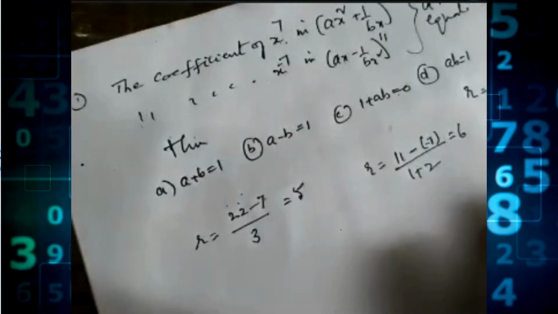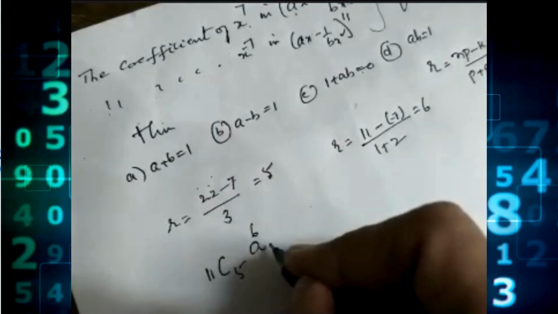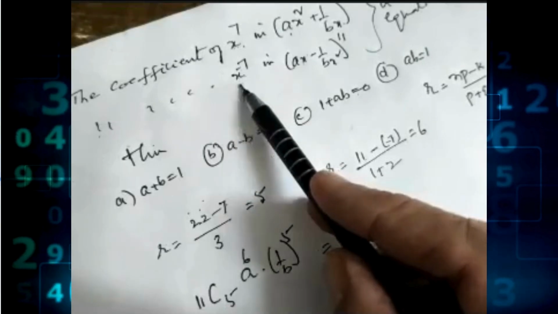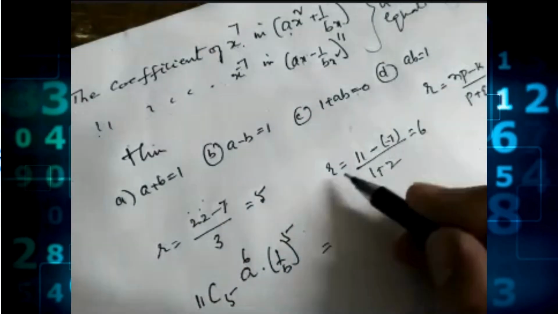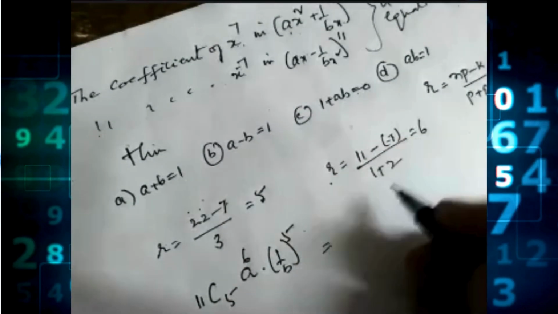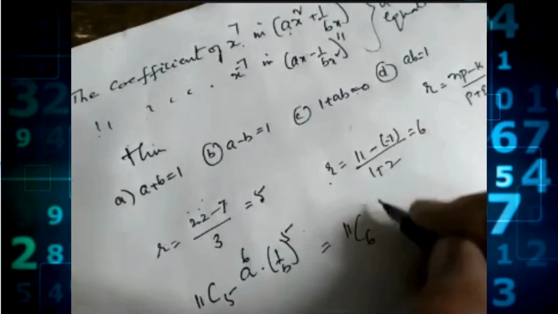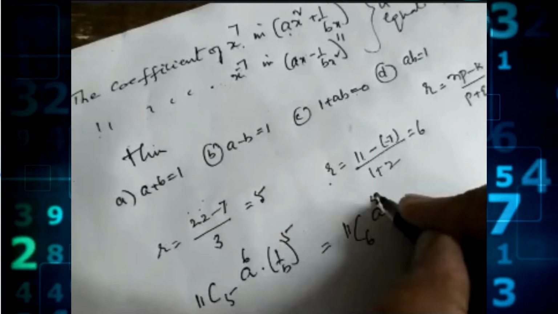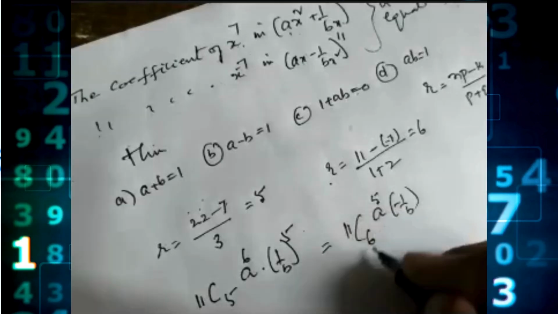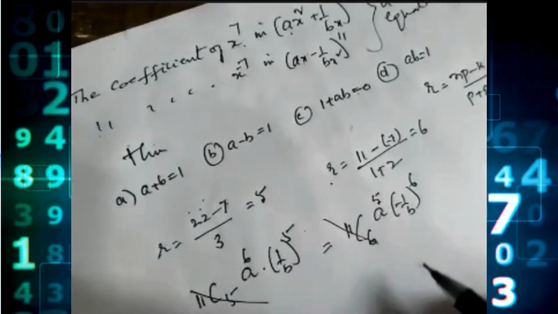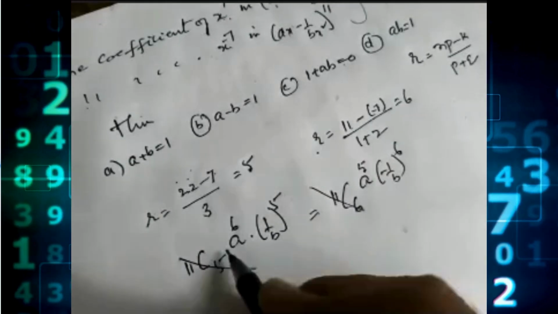So, the coefficient with r is equal to 5 in this expansion, what is that? 11C5 a power 11 minus 5 into (1 by b) whole to the power of 5. To have the coefficient of x power minus 7 in this expansion, you must use a value of r as 6. You know, what is that? 11C6 into a power 11 minus 6, that is 5, into (minus 1 by b) whole to the power of 6. Good. 11C5 and 11C6 can easily be cancelled here.